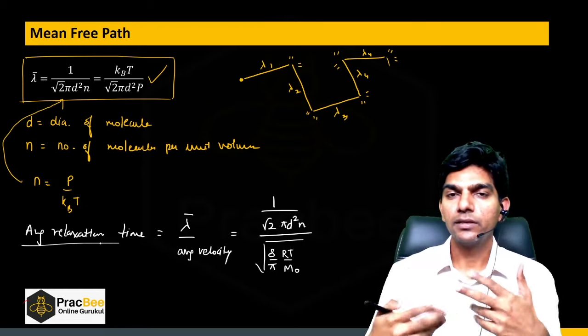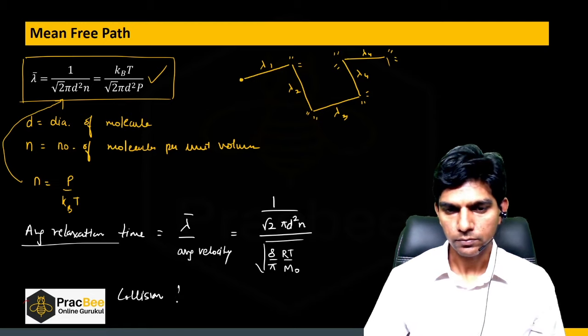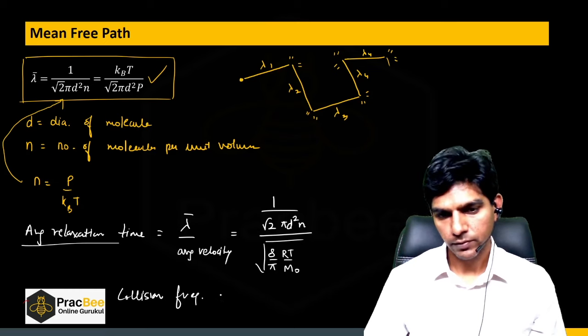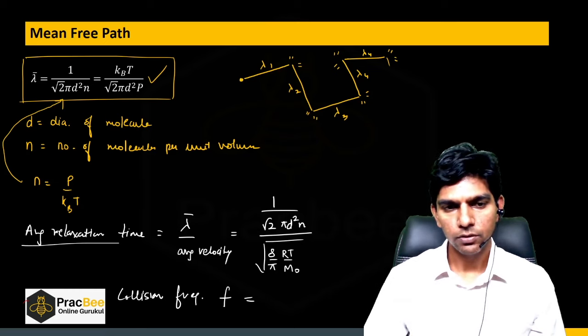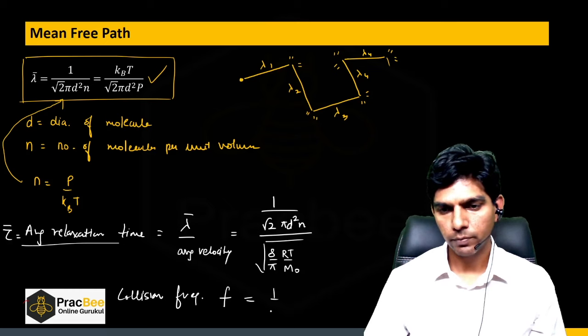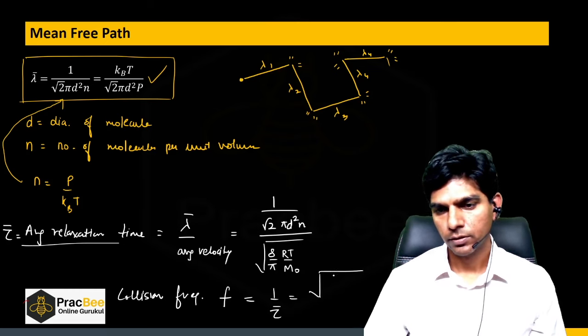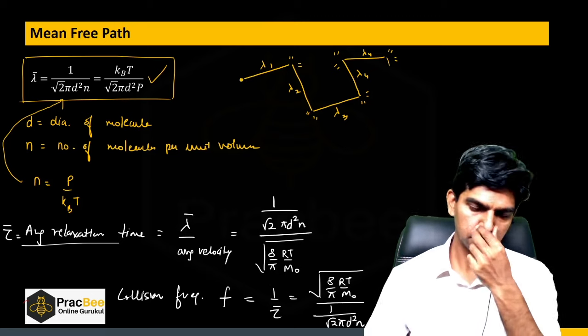So if we want to find the collision frequency, let me call it as f. That will be nothing but the inverse of average relaxation time. Usually we denote average relaxation time with tau. So it will be 1 by tau. So I can say it will be root 8 by pi RT by m naught divided by 1 upon root 2 pi d square n.